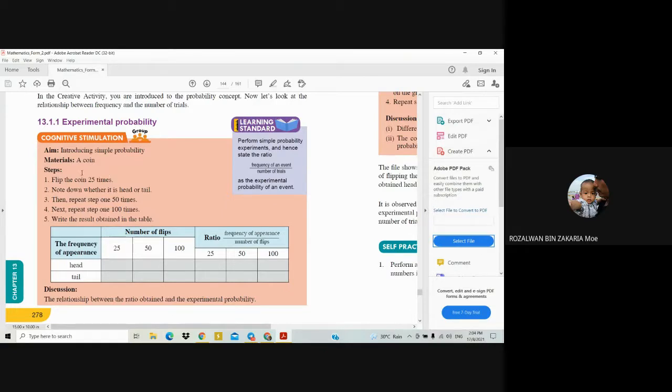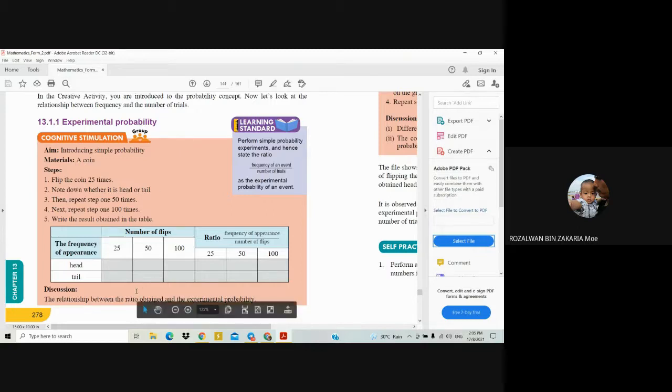You can flip the coin 25 times, then record the number of flips. For the 25 flips, how many heads occur and how many tails occur, and the same after 50 flips, how many heads and tails occur. You can complete this one by yourself. This one we call experimental probability.